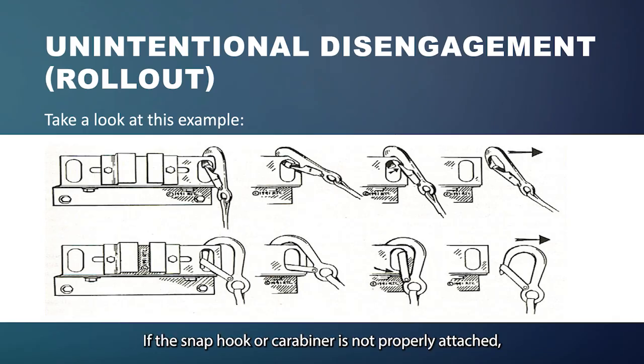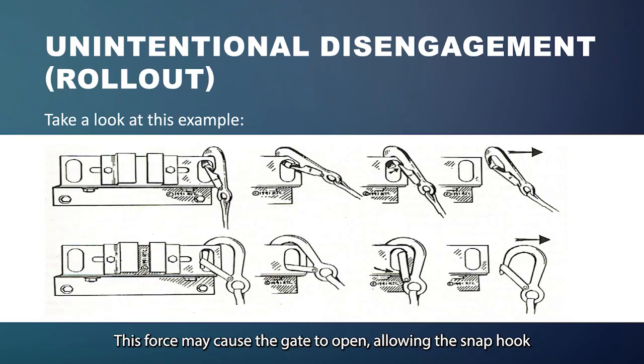If the snap hook or carabiner is not properly attached, a situation could occur where the connecting element applies a force to the gate of the snap hook or carabiner. This force may cause the gate to open, allowing the snap hook or carabiner to disengage from the connecting point.